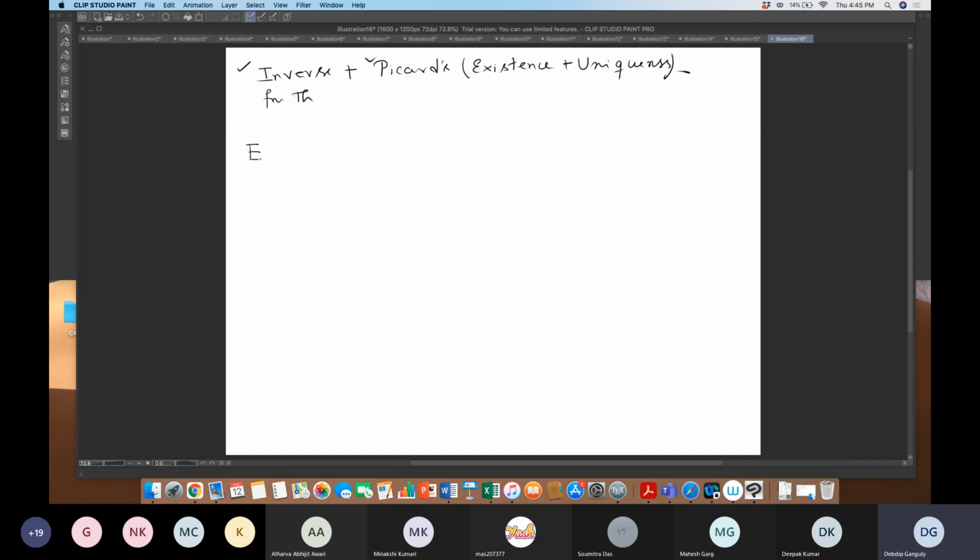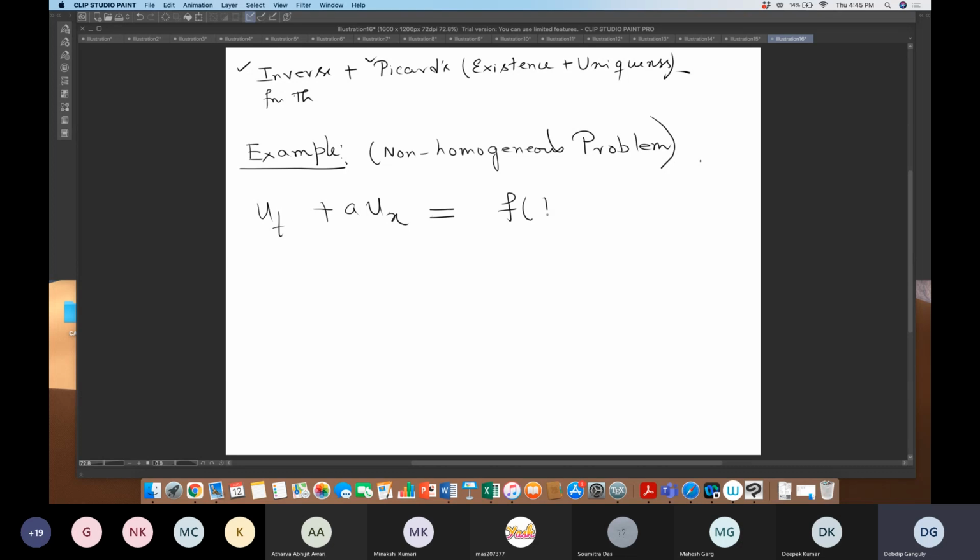One more example, then I will stop. Now consider a non-homogeneous problem. u_t plus a u_x, where a is a constant, same thing. Instead of 0, now we have f(t, x) for t positive, x in R. And similarly, u(0, x) is equal to h(x).